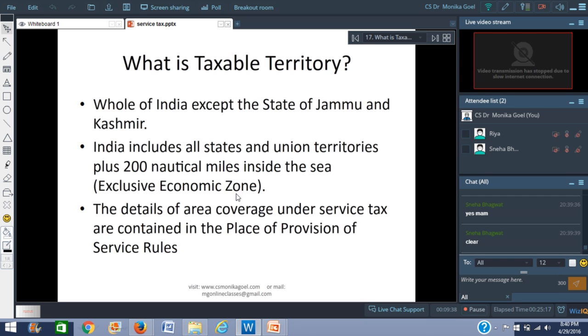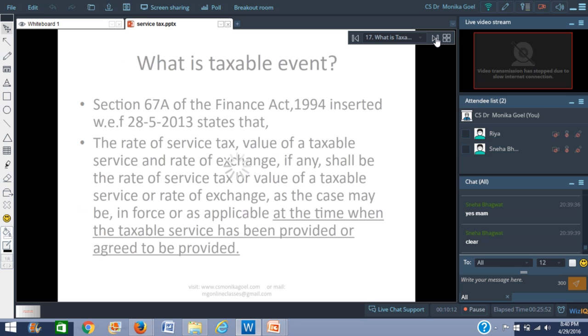Any service which is provided in this particular taxable territory would be chargeable to service tax in India, whether it is provided from inside the taxable territory or from outside the taxable territory. That means whether it is an import of service or a service that you are taking within the country, that is domestic consumption. But export of services will not be chargeable to service tax, because in case of export of services, service is not provided in the taxable territory of India, right? Service is provided outside the taxable territory in that situation.